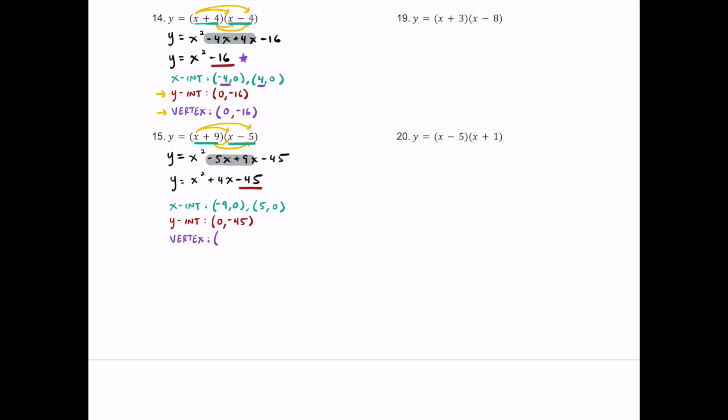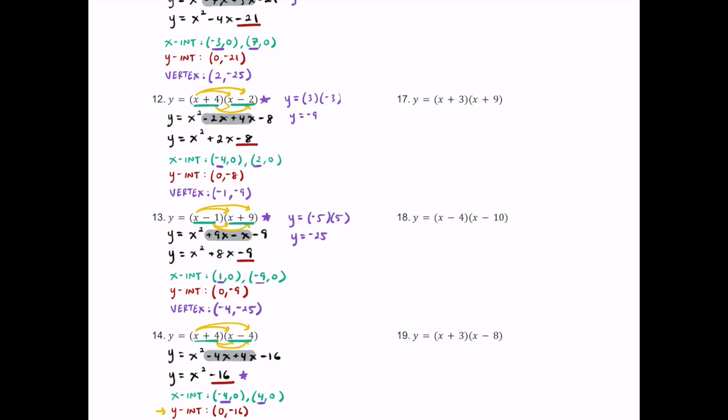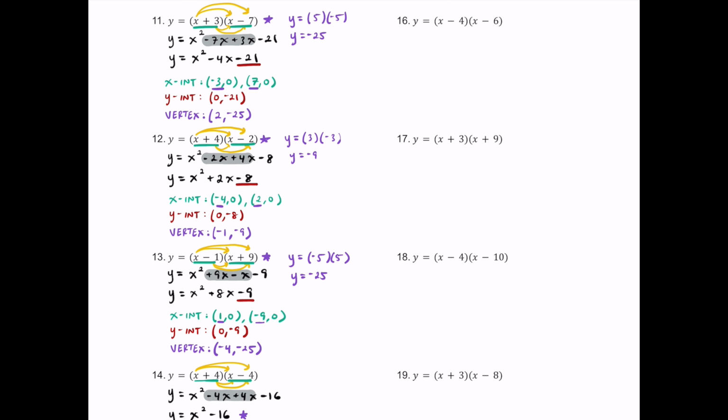And for the vertex, okay, these are 14 apart from each other. Half of that is 7, so 7 less than 5 is negative 2. And if we plug it in over here, let's see, negative 2 plus 9 is going to be 7, and then negative 2 minus 5 is going to be negative 7. That's going to be negative 49. So when x is negative 2, y will be negative 49. Alrighty, 5 more to go. Let's check out number 16.